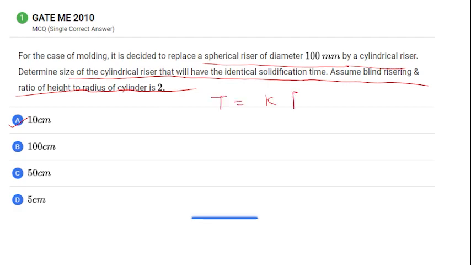Okay, so let's firstly write the solidification time: T is equal to K B by A square. Right. So let us assume the solidification time for your spherical riser is T. So T is equal to K. What will be the volume of the sphere? Four pi r cube.